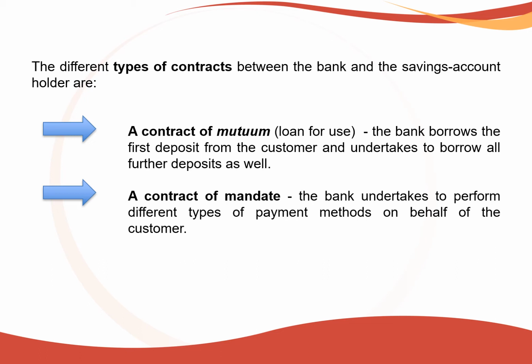Also, a contract of mandate is another type of contract that comes into being between the bank and the savings account holder. In terms of a contract of mandate, the bank undertakes to perform different types of payment methods on behalf of the customer, for example, stop orders or debit orders.